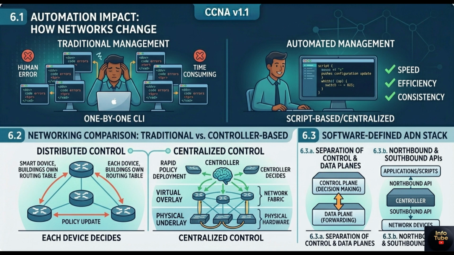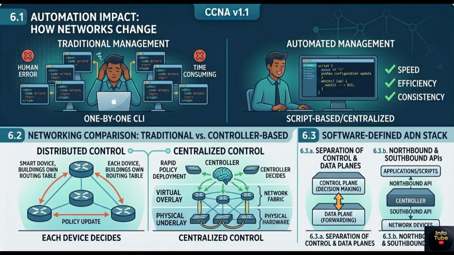6.1. How automation impacts network management. Automation changes the daily life of a network engineer by moving away from repetitive tasks. Speed and efficiency. Instead of logging into 20 different switches to change a VLAN, an engineer can run a single script that updates all of them at once.